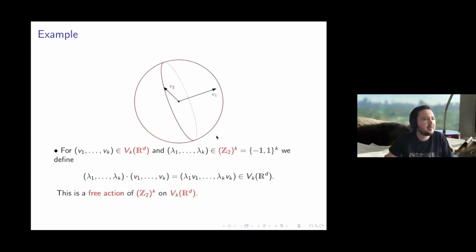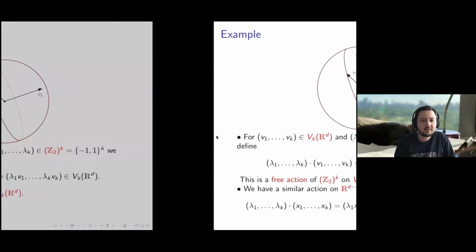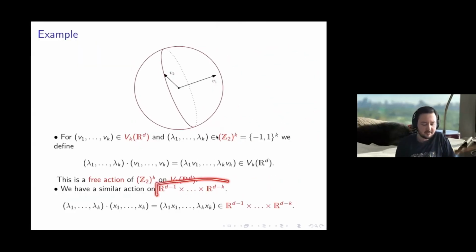If you want something similar to this, maybe you don't like the Stiefel manifold, you can use this space. I'm just taking the space because it has K coordinates, and the dimension of the space is the same as the one for the Stiefel manifold. I'm just constructing it this way. To choose x1, you have this many dimensions. For x2, you have D-2 dimensions, and so on, right? And you can have a similar action of Z2 to the K on this group by doing precisely this.